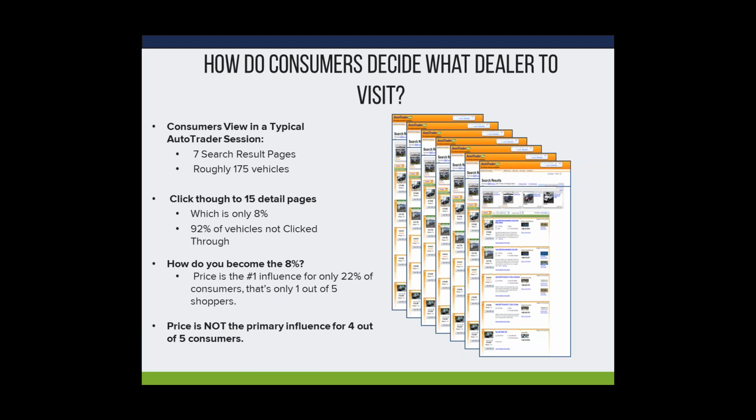Well, the easiest way would be to make yourself the cheapest guy on the lot, or at least that's the conventional wisdom. Well, a 2012 study reveals that price is the #1 influence for only 22% of the consumers. So that's 1 out of 5 shoppers really shopping on price. Price is not the primary influence for about 4 out of 5 of those shoppers. Think about it. When you get online, you never really buy the most expensive thing. You probably never buy the least expensive thing. It's somewhere in between. So when it comes to price, you've got to make sure that you're priced in the game. It's those other things that make you stand out from everybody else.